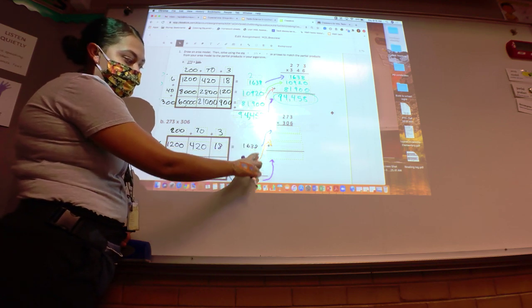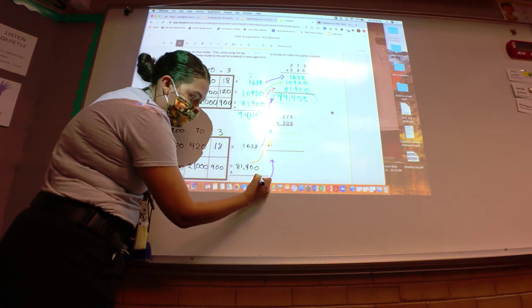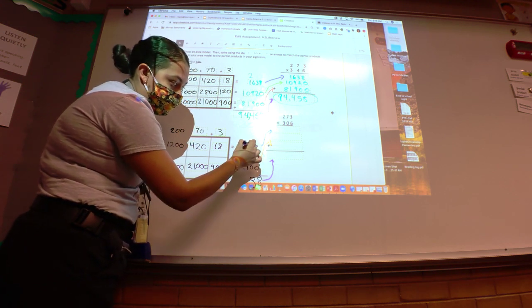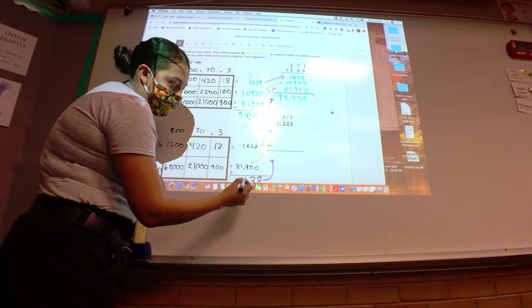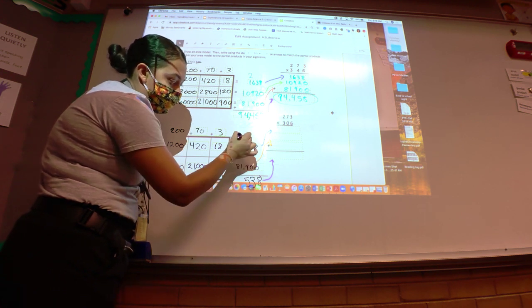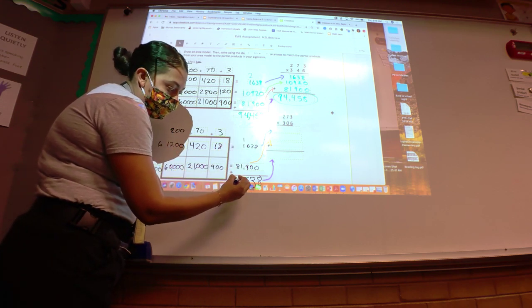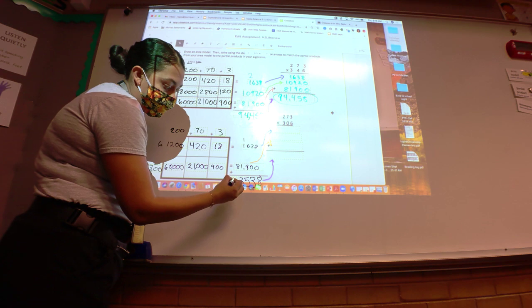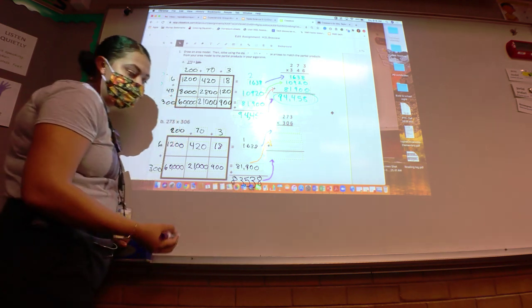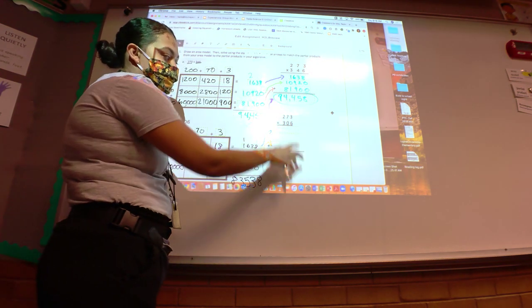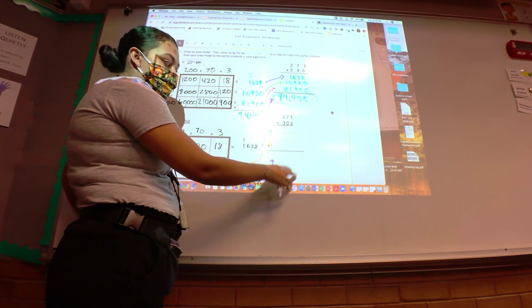So 8 plus 0, 8. 3 plus 0, 3. 6 plus 9, 15. So 5 here, carry the 1. 1 plus 1 plus 1, 3. 0 plus 8, 8. 83,538. Okay, so now these would be the same answers for the standard algorithm for each part.